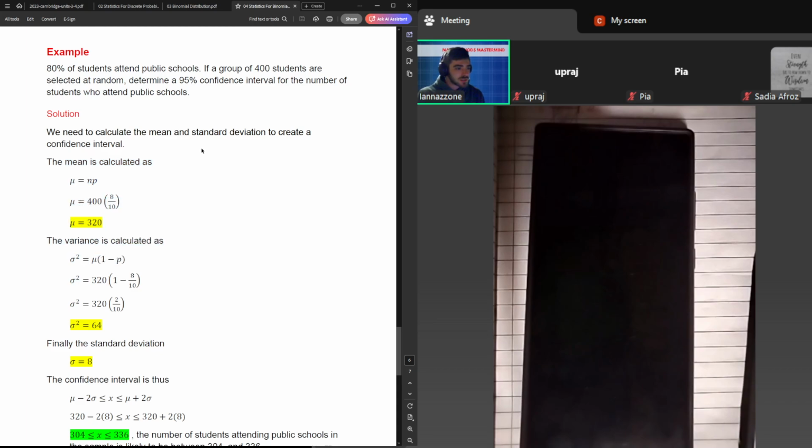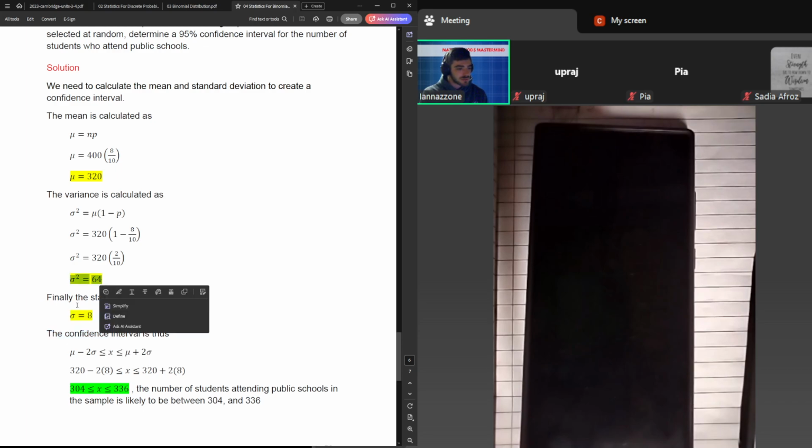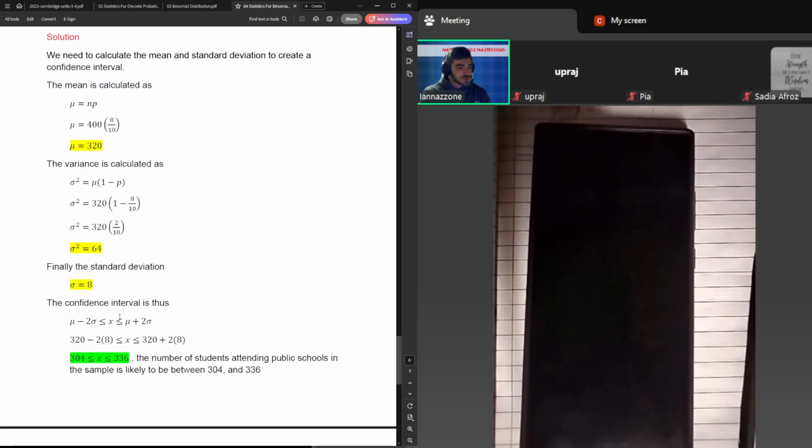And so for that reason, you can now calculate your mean, variance, and standard deviation using the binomial simplifications. In this case, p is your probability of success. You're assuming that success is attending public schools, because it says to do your interval for people who attend public schools. Variance, once you have that, is the same equations as you've seen before. You need variance to get standard deviation, so you just square root that. And because it's a 95% confidence interval, you do plus or minus 2 standard deviations.